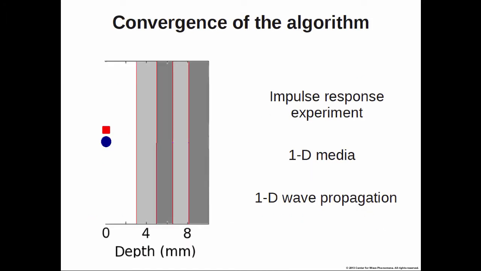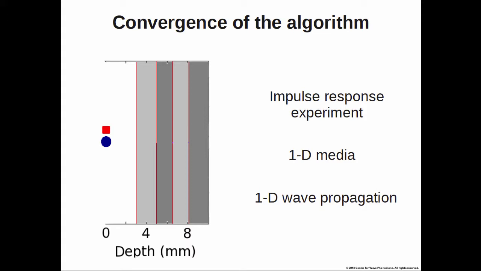Imagine that we are going to do an impulse response experiment in one dimension. I'm going to put, as you can see in this small picture, a simple model of five different layers. I'm going to vary only the density. The velocity is constant in this model, only for simplicity. And you can see that we have a red square and a blue circle. The red square is an emitter, and the blue circle is our receiver.